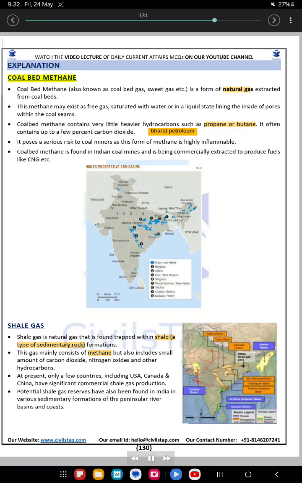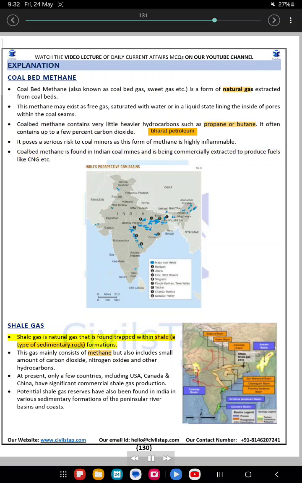Explanation. Coalbed methane. Coalbed methane, also known as coalbed gas, sweet gas etc., is a form of natural gas extracted from coal beds. This methane may exist as free gas, saturated with water or in a liquid state lining the inside of pores within the coal seams. Coalbed methane contains very little heavier hydrocarbons such as propane or butane. It often contains up to a few percent carbon dioxide. It poses a serious risk to coal miners as this form of methane is highly inflammable. Coalbed methane is found in Indian coal mines and is being commercially extracted to produce fuels like CNG etc.